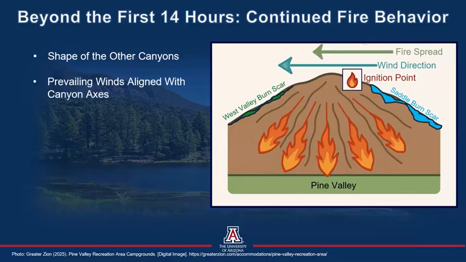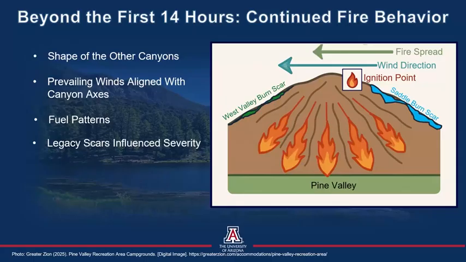The prevailing winds aligned with the canyon axes, accelerating the fire's downhill movement as the fire spread east from the ignition point. Its advance slowed due to the misalignment with the wind. Fuel patterns added yet another layer of influence. Mature, continuous fuels in the lower canyons enabled the fire to build significant intensity.